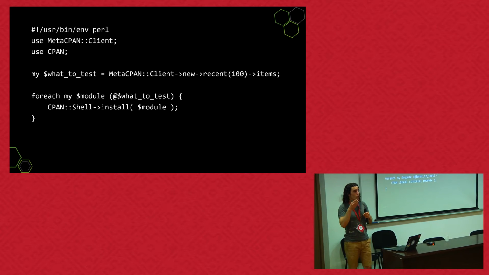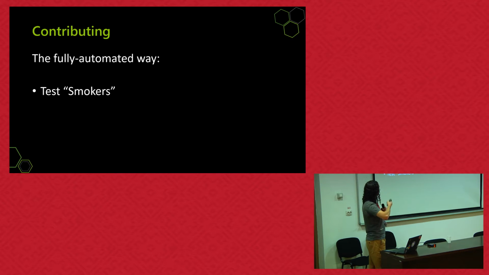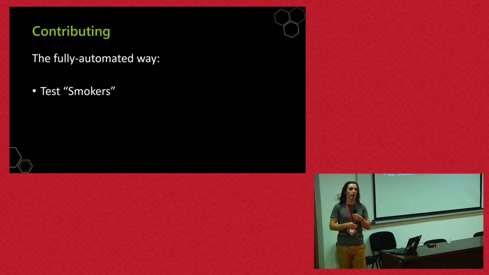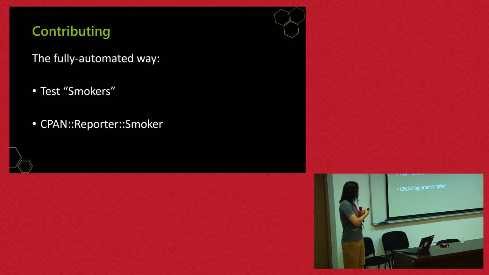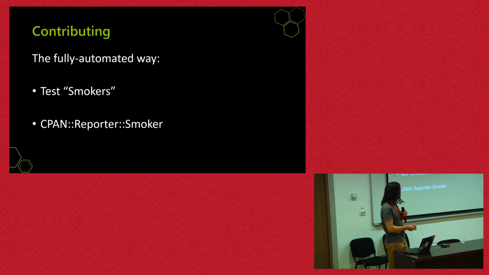Now, if you really want to go the extreme way, pretty hardcore, the next step would be running what's called test smokers. In the software testing area, test smoking is known as the practice of running tests in a fully automated manner, without any human intervention at all. And there are modules that will help you do that. For instance, this one by David Golden, which is CPAN Reporter Smoker. If you install this and give it a look, it will do a lot of setup for you, and it will enable you to report tests by just typing one single command.